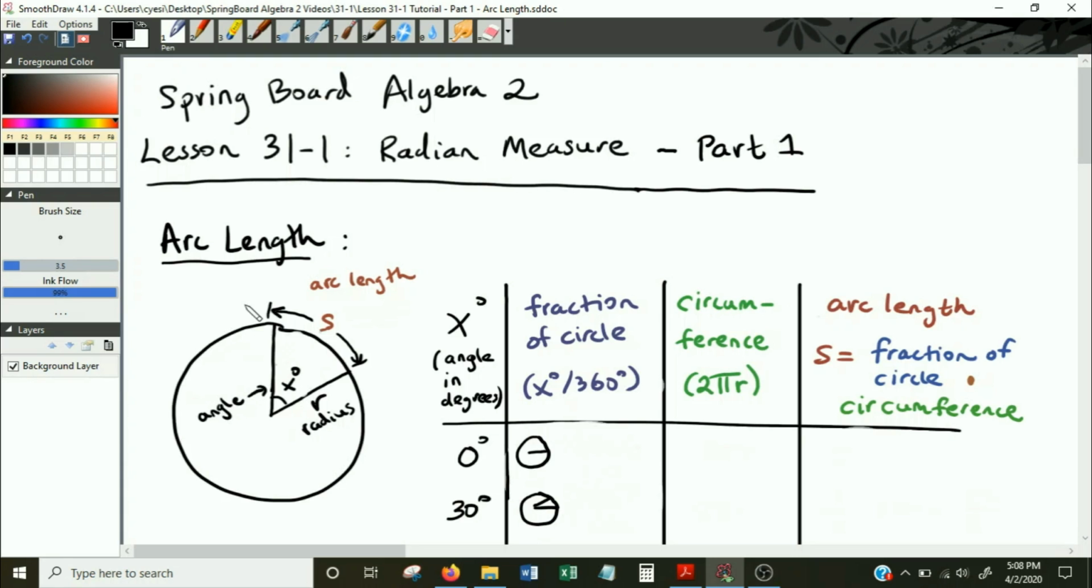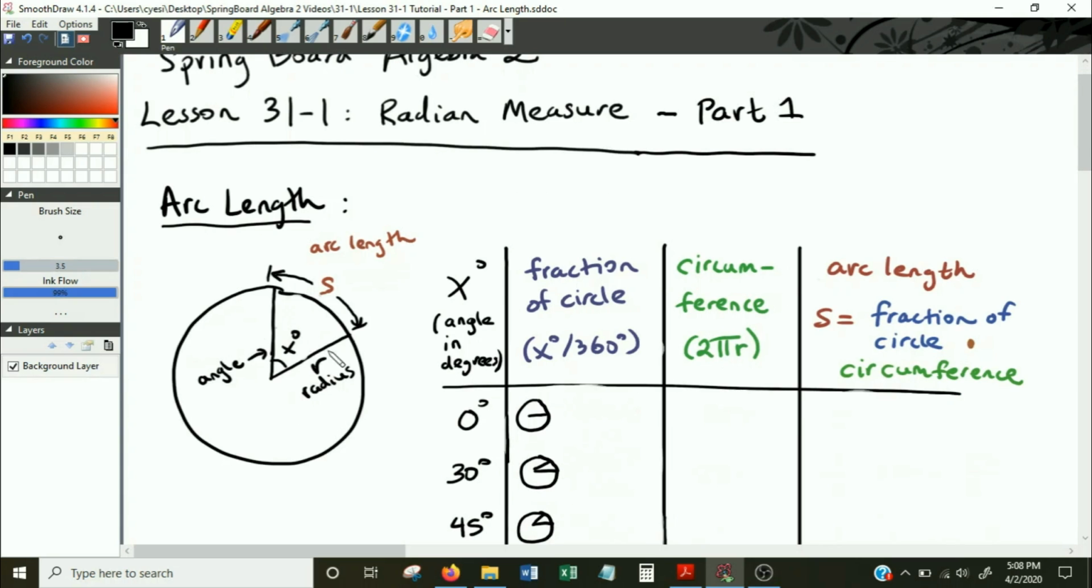So in this video we're going to be talking about arc length. As you can see here, here's a circle. If you have a radius of r, and you open up an arc like this, you end up getting an arc length, which is s. Now s is a fraction of the total circumference, so we're going to talk about that in a bit. Let me also mention that the angle of opening there is called x. We're going to call it x degrees.